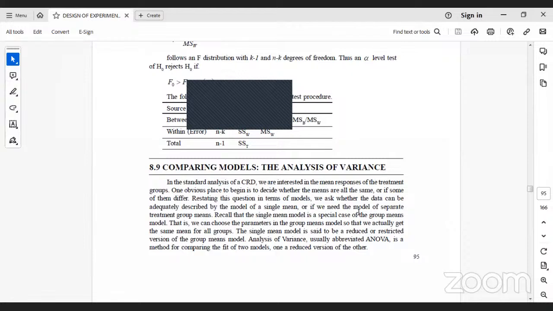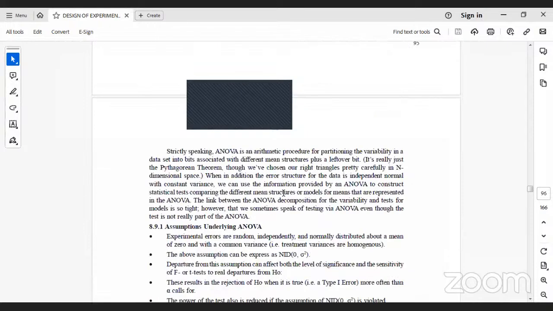Analysis of variance, usually abbreviated ANOVA, is a method of comparing nested fitted models. So strictly speaking, ANOVA is the arithmetic procedure for partitioning the variability in the data set into bits associated with the different mean structures, and a leftover bit. It is really the Pythagorean theorem. You know the Pythagorean theorem. What's the meaning of the Pythagorean theorem?